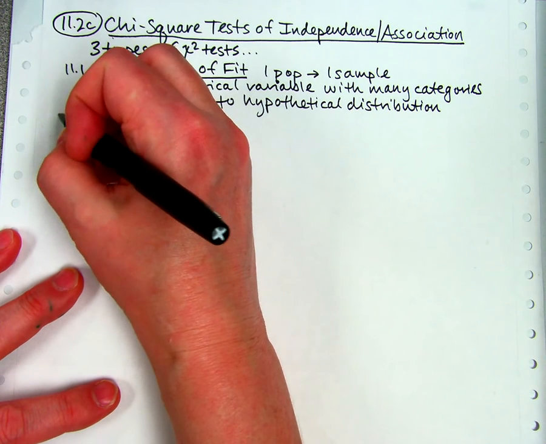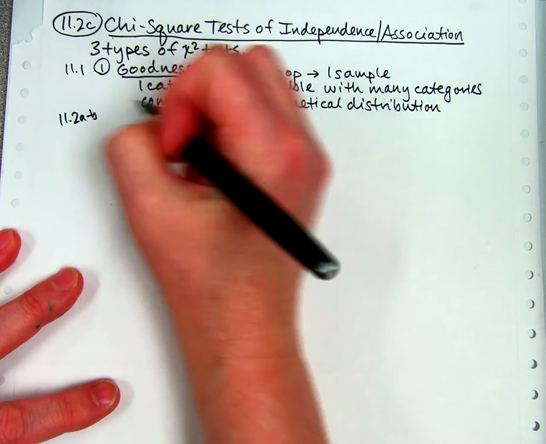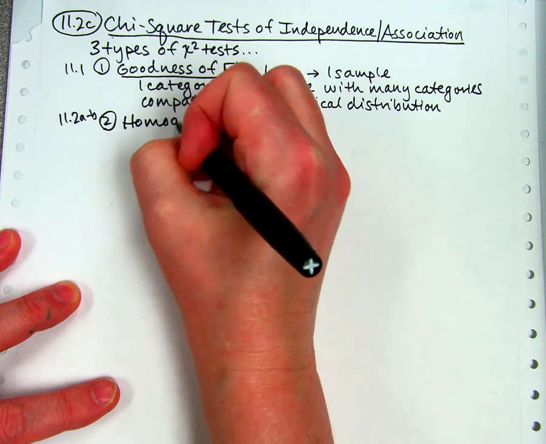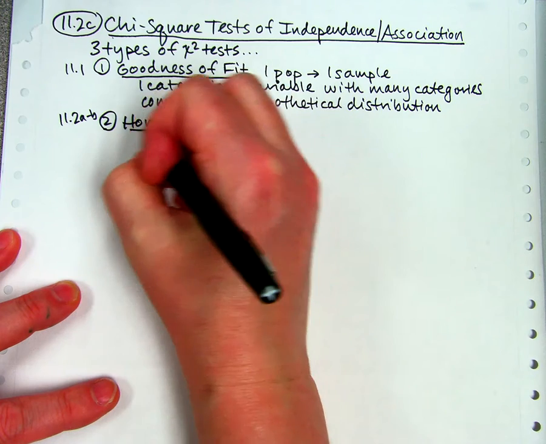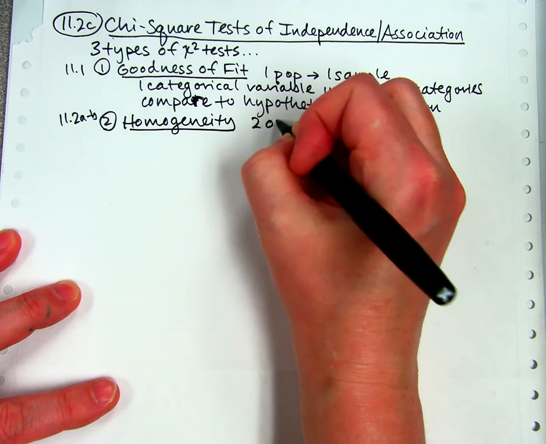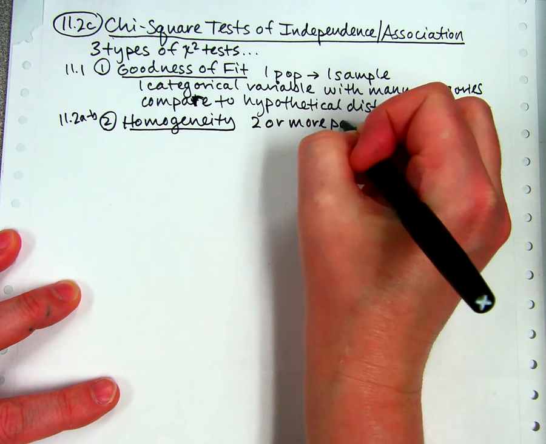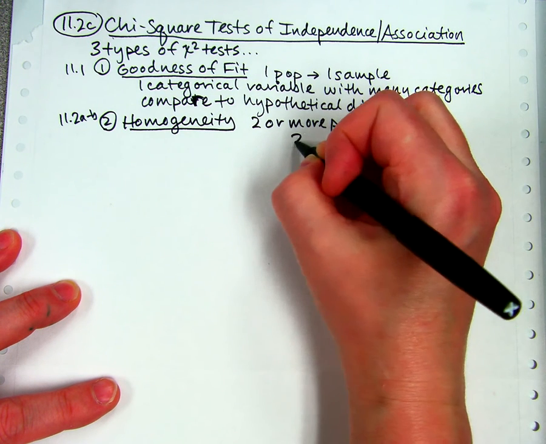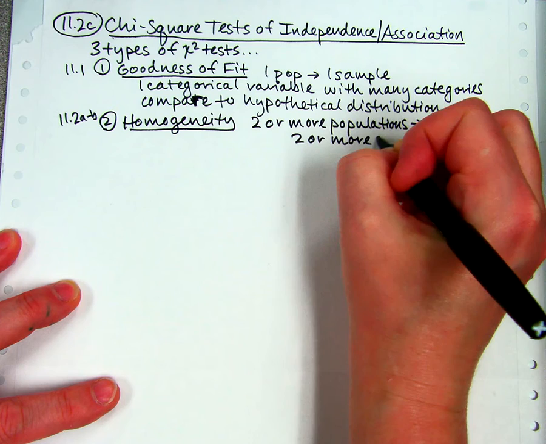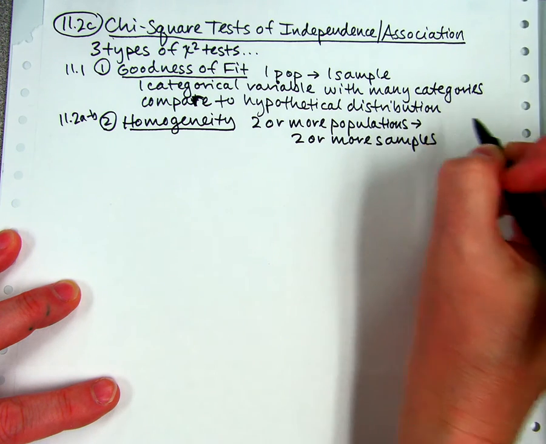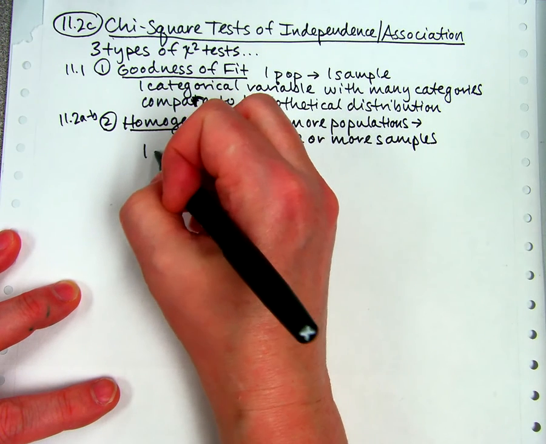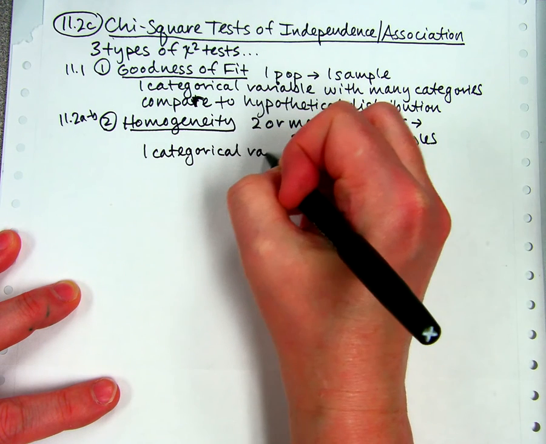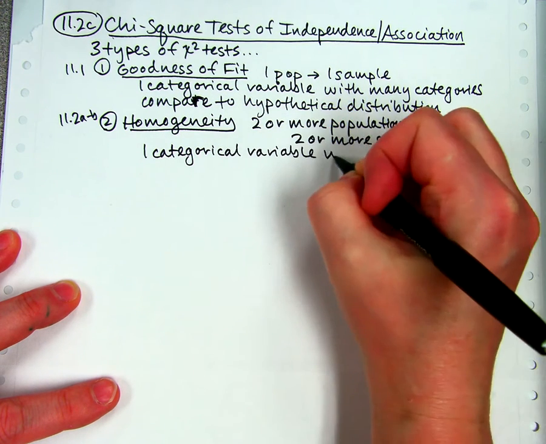And then we moved on to lesson 11-2. In parts A and B of 11-2, we were talking about the second type, which was homogeneity tests. And that's where we have two or more populations and a sample from each, so two or more samples. We still only had one categorical variable, which was kind of a clue about where we're going next. It still had many categories.